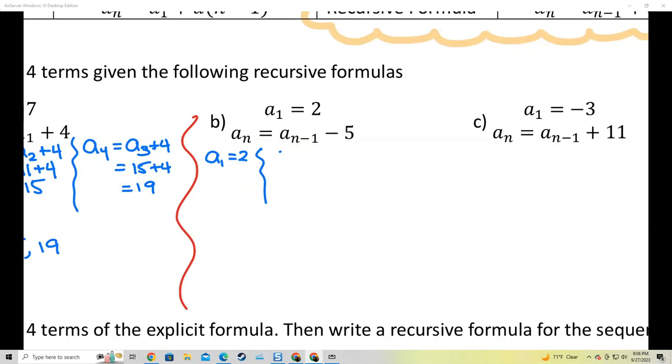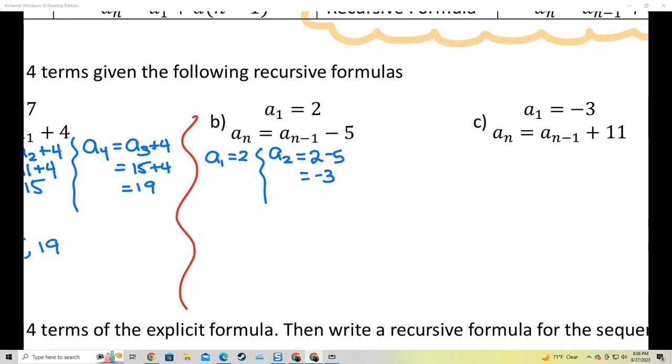So if I want to get my second term, according to this formula, to get the second term, you need to get the term before that. Well, the term before that, we just said, was 2. So I'm going to take the 2, and what did they tell me to do with the previous term? They told me to subtract 5. So I'm going to take my 2, subtract 5, and I get -3. What I just found out was that my second term is -3.